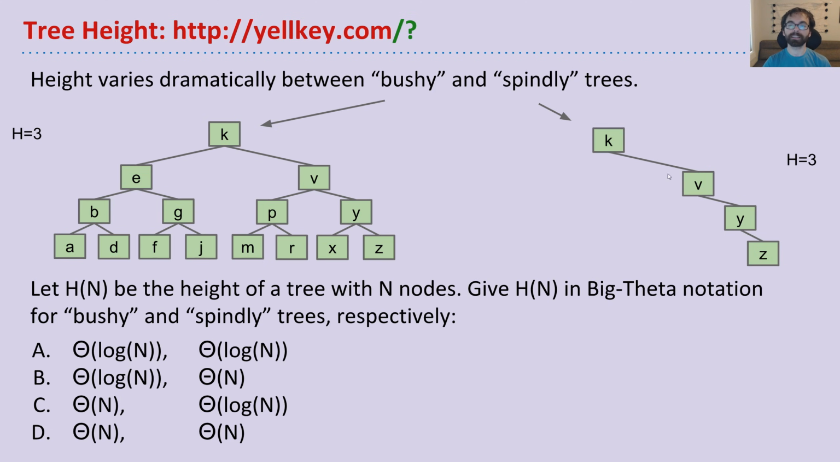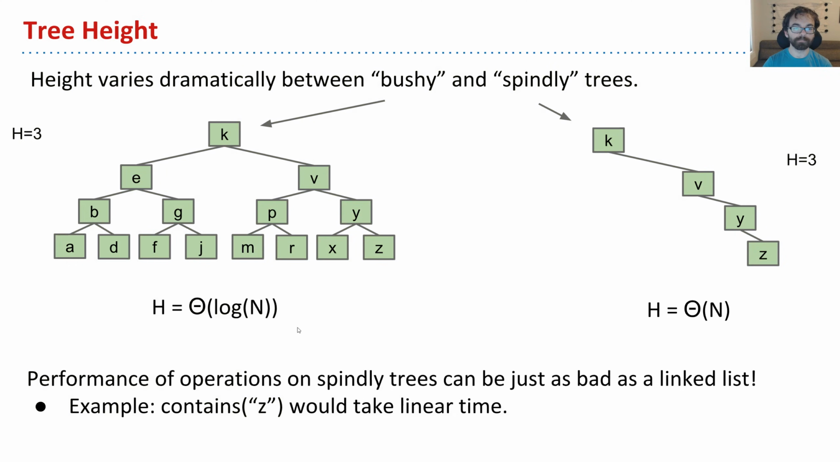Okay, let's start with the spindly tree. For every item you add to the spindly tree, say it's length 9 or 10 or 11, its height will be n minus 1. So in that case, the height is just theta n. On the other side, the bushy tree, its height is going to be log n.